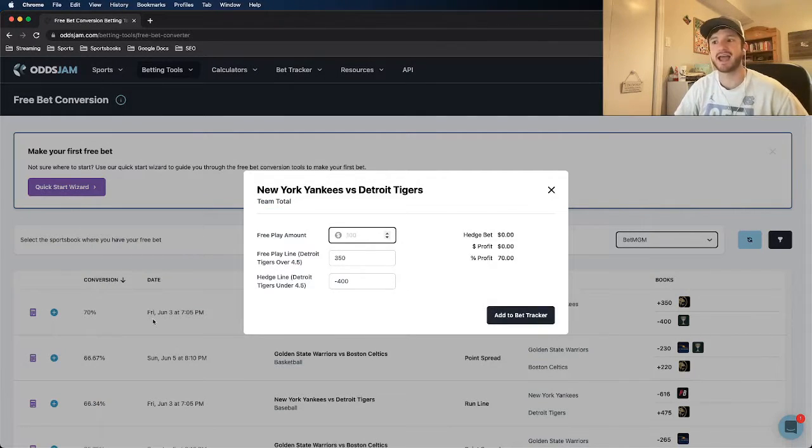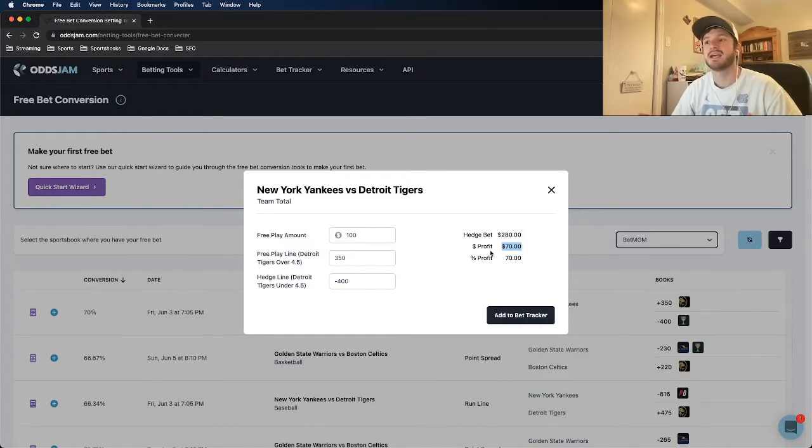So let's pretend I have a $100 free play amount. So I place a bet for $100. I place that at plus 350 odds on BetMGM. And then what I would do is I would hedge the bet on Caesars for $280. So that way, no matter what happens, no matter who wins or loses, what side of the bet wins or loses, the 4.5 Detroit Tigers, the under, the over, it doesn't matter. I would have turned that $100 site credit into $70.